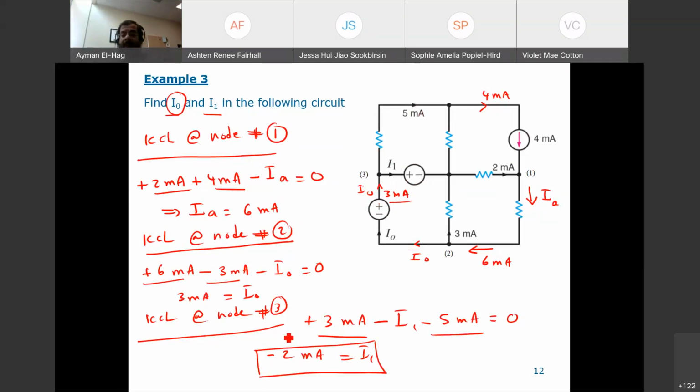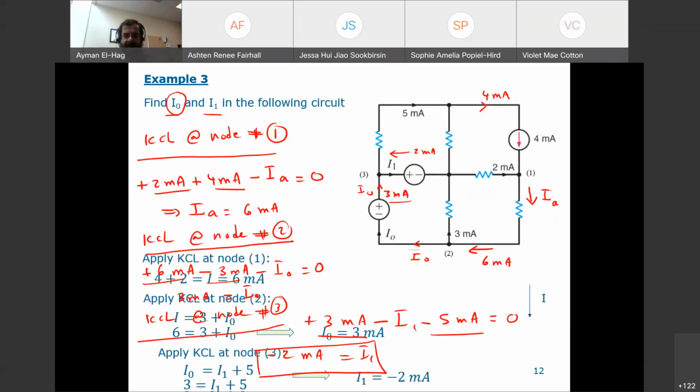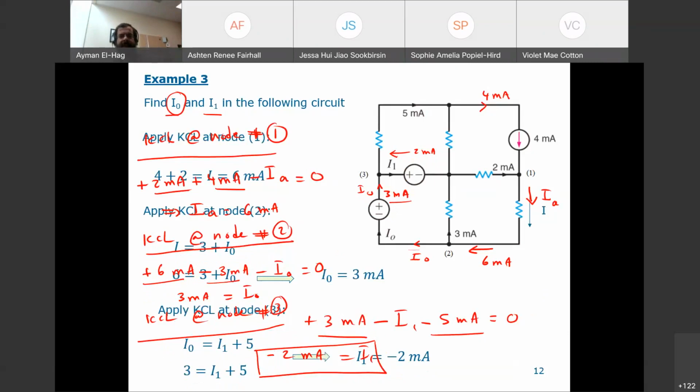Now, when we say I1 is equal to minus 2 milliamps with this direction, if I1 is in this direction, it will become equal to 2 milliamps. So we said that when we reverse the current direction, we will get the positive. Do I need to reverse the current? No, we don't need to do anything. If we say I1 equal to minus 2 milliamps, it is understood that I1 is equal to 2 milliamps in the reverse direction. Okay, so this is the full solution here.